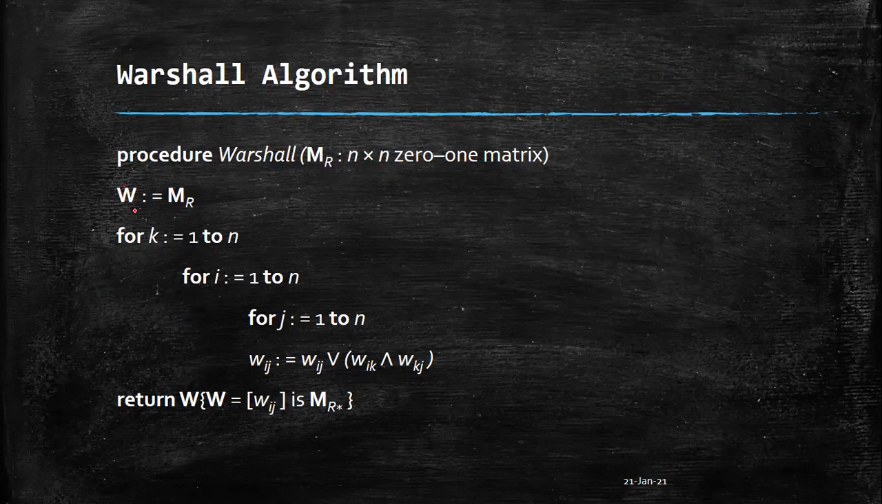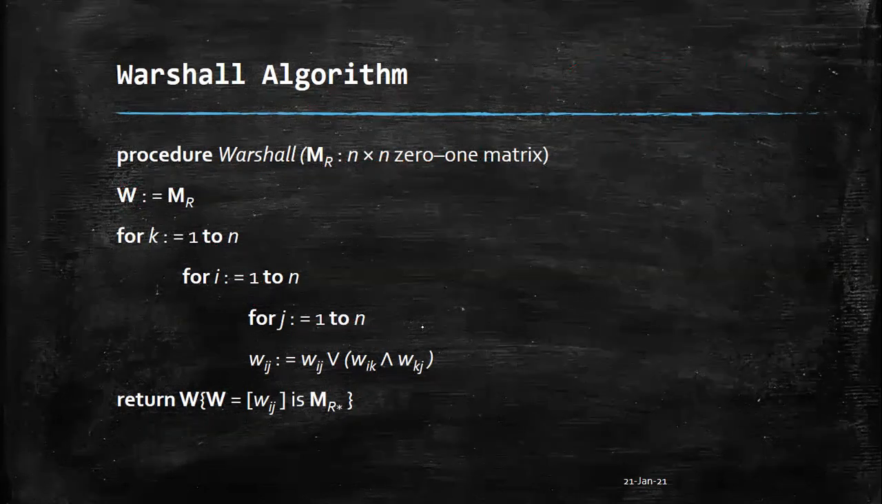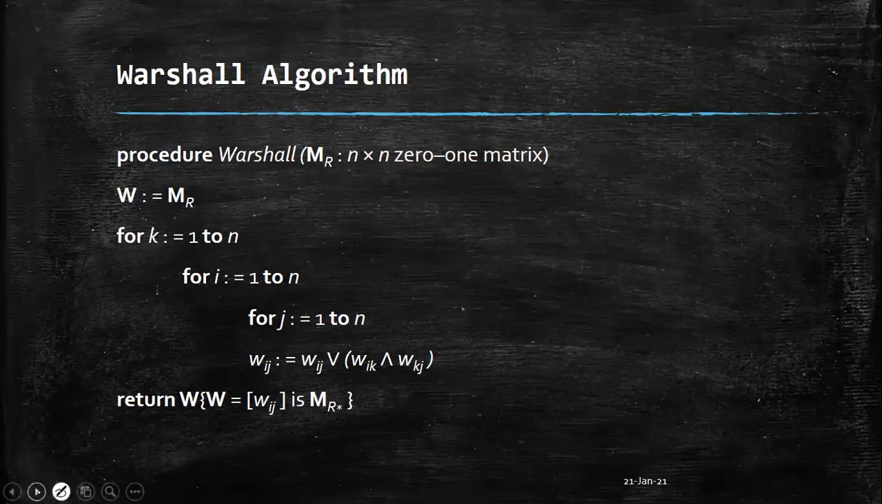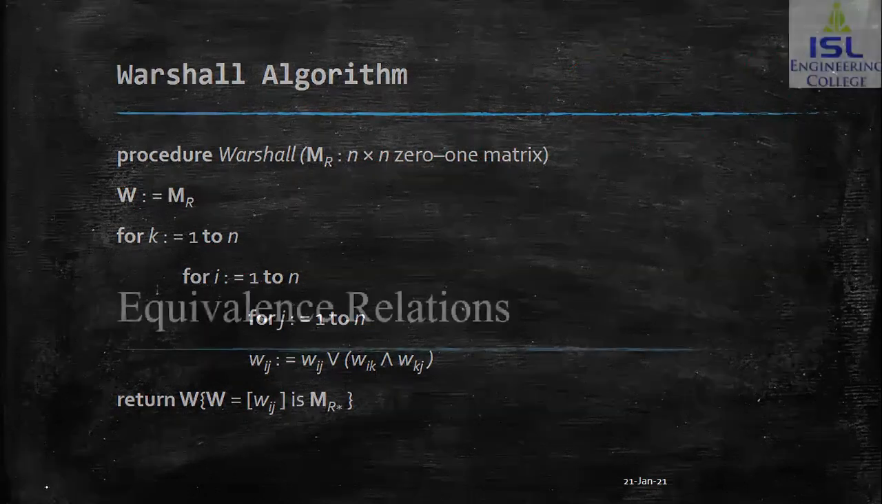have initialized to W. Now for k equal to 1 to n, i equal to 1 to n, and j equal to 1 to n, each time we take the pi and qj values and accordingly create the next matrices W1, W2, and so on, until we get the transitive closure.